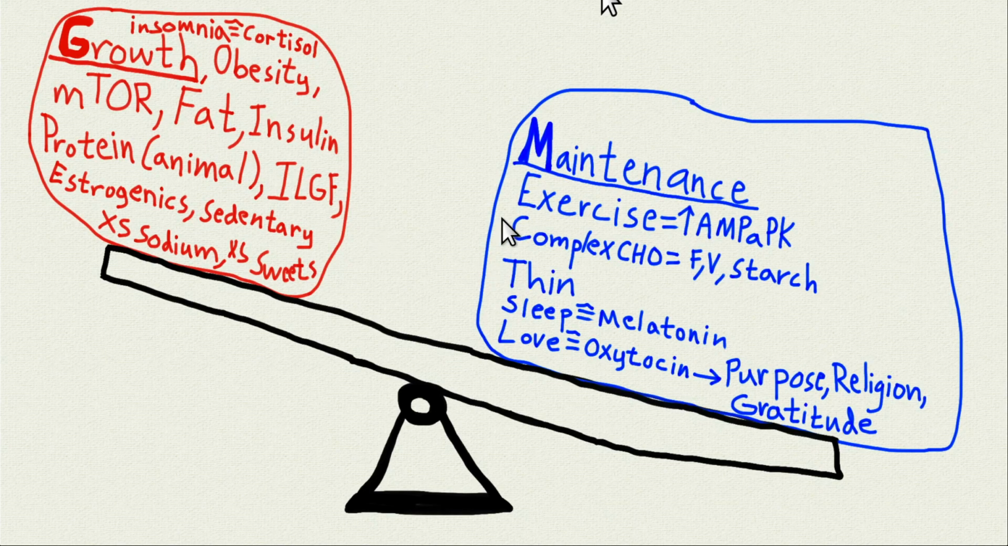You can think of mTOR as a seesaw. Basically, here's mTOR, and it promotes growth and cell replication, accelerates aging, accelerates the rate at which you reach the Hayflick limit. And all of these things are the things you usually don't want.